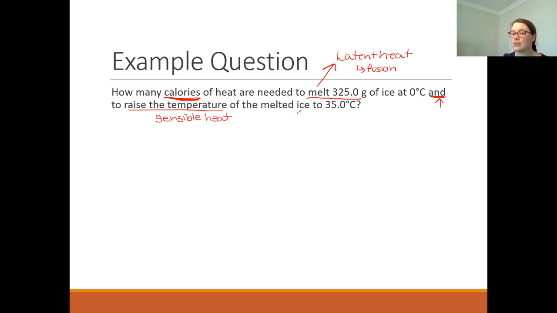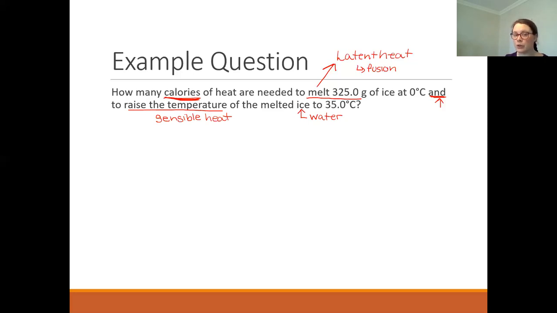Now, melted ice is also known as water. So we're going to have to watch. Once we're at a temperature that's 0 degrees or above, we're going to have to switch our values and use the values for water instead of the values for ice. So let's look through and we're going to work at this question.